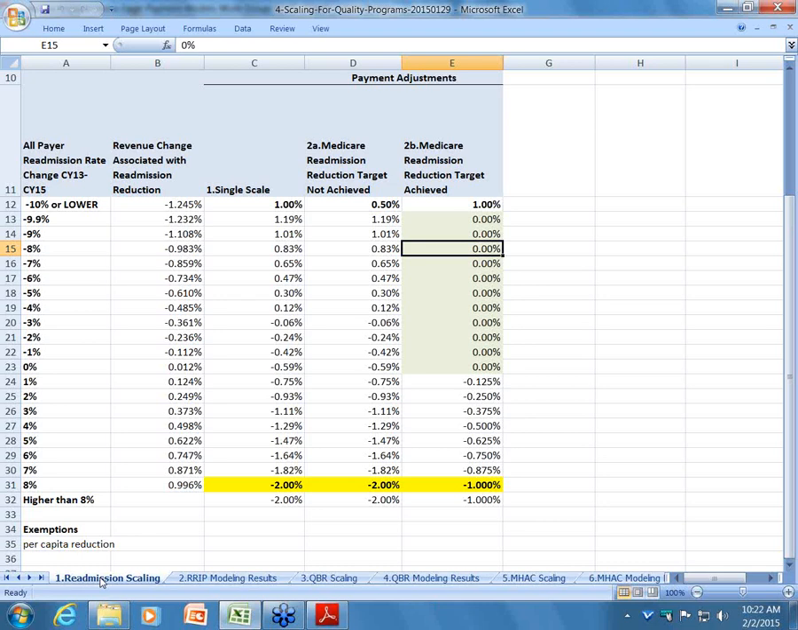We could calculate the Medicare one. In general, Medicare readmission rates are around 18%, so you have a higher Medicare readmission rate, but then you have a lower revenue base.